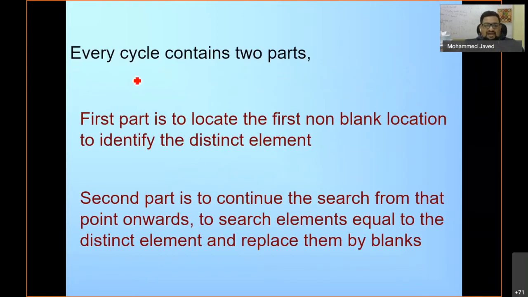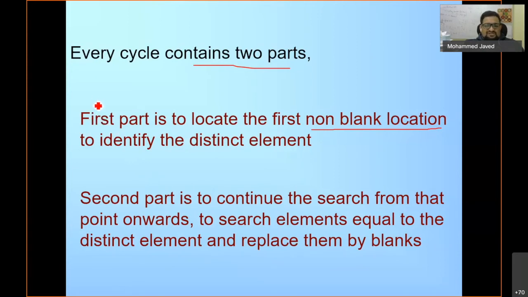Now every cycle contains two parts, you remember. The first part is to locate the first non-blank location. Non-blank location means the distinct element. The second part is to continue the search from that point onwards to search for elements equal to the distinct element and replace them by blanks. So that is the idea.